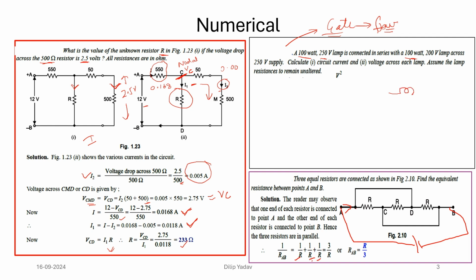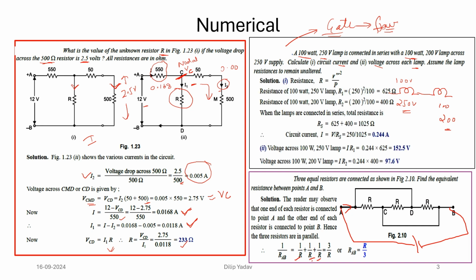If this is the 100 watt 250 volt lamp, it is connected in series with the 100 watt 200 volt lamp. That means 250 volt and 200 volt are there, across a 200 volt supply. Calculate the current and the voltage across each lamp. So let us see how we are going to solve this.